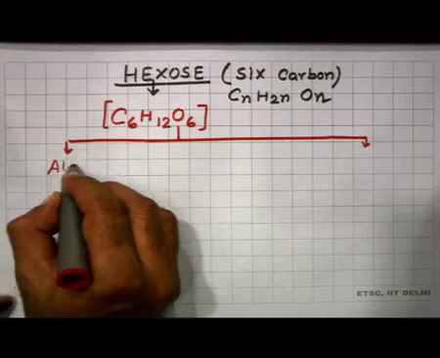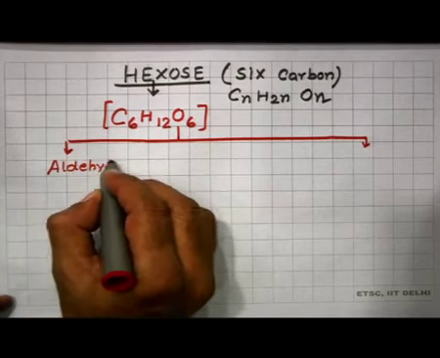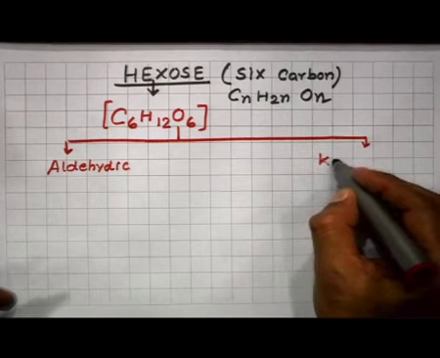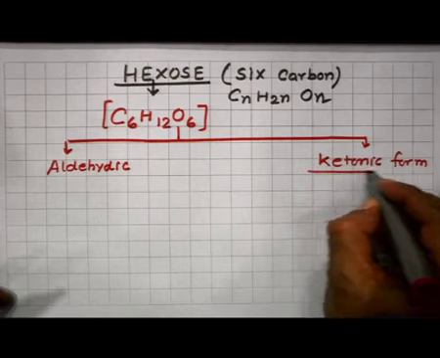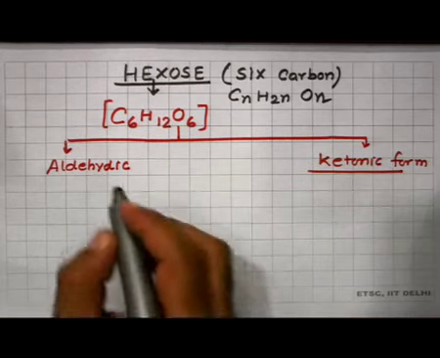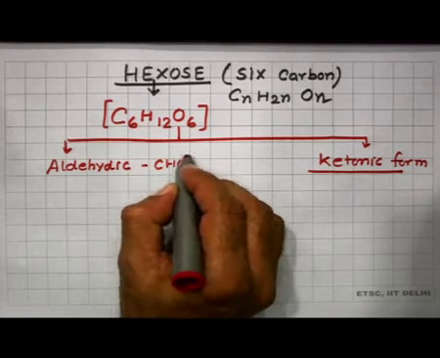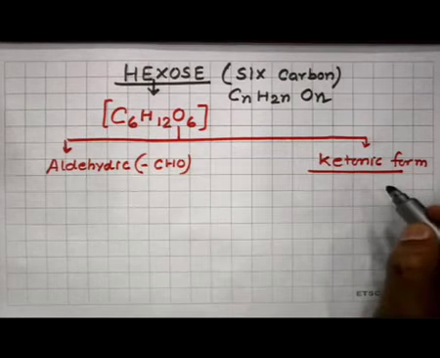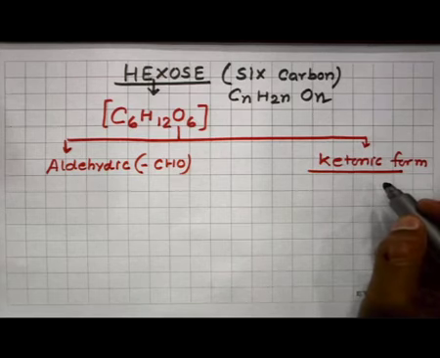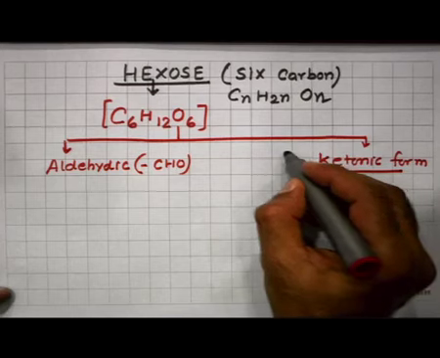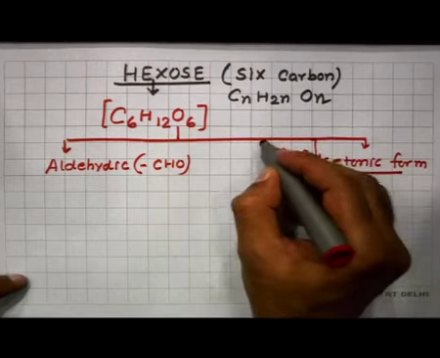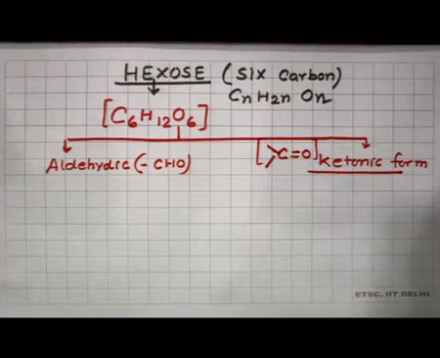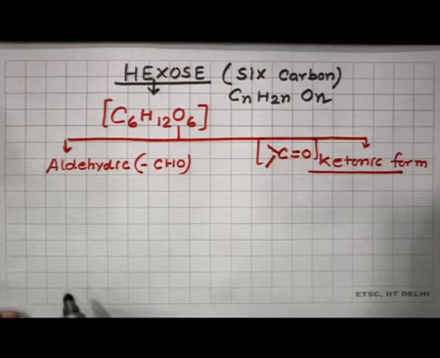Now, same as triose to pentose, these hexoses are also found in two forms, that is aldehydic form and ketonic form. Aldehydic form contains the CHO group, no doubt, same as triose, tetrose and pentose, and the ketonic form contains a ketonic group, 2 alkyl groups are there and a CO group. Now, the aldehydic form of hexose is glucose.